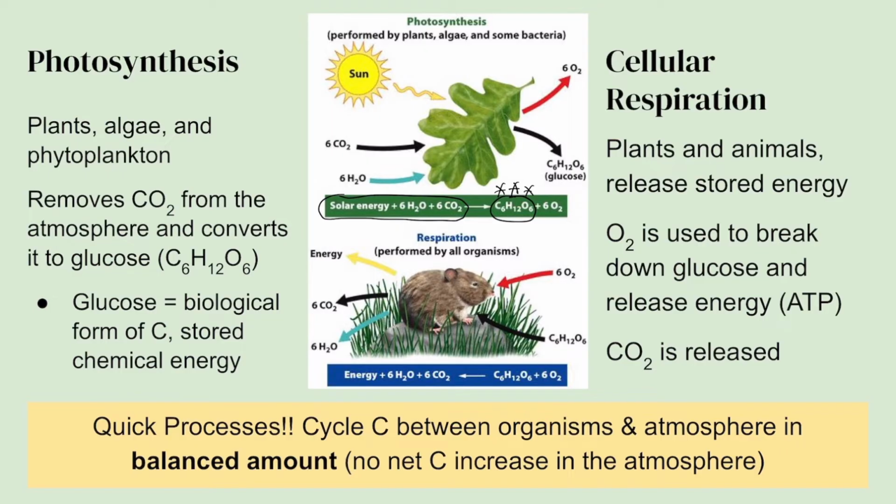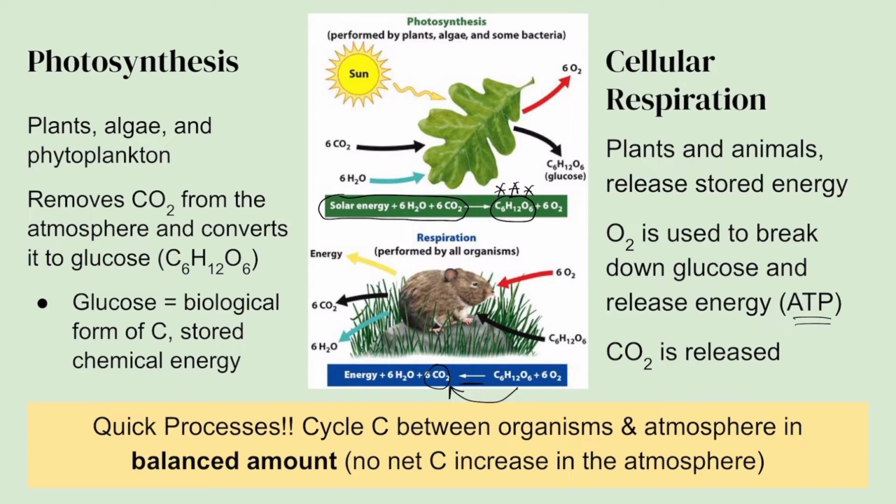So in respiration, it's just the reverse. It's the same equation as photosynthesis, except reversed. We can see the arrow is pointed the opposite direction. But oxygen is used to break down glucose and release energy. The energy that we use in our cells is called ATP, and what we get is carbon dioxide released, because we're looking at carbon cycling. So cellular respiration is a process that releases carbon dioxide from living organisms.